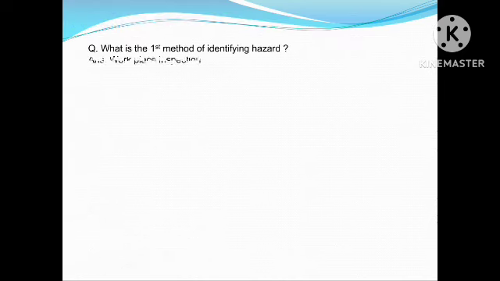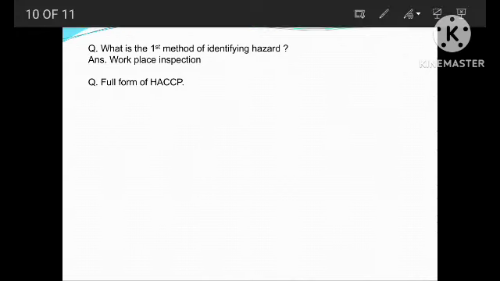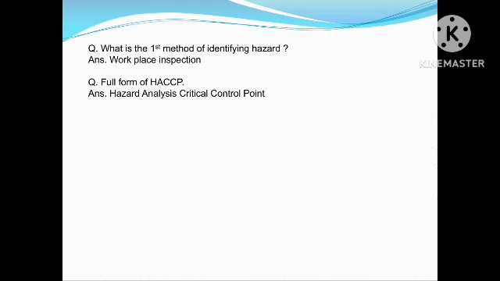We'll discuss some more questions and answers. What is the fastest method of identifying hazards? It's workplace inspection. Whenever there is a hazard or you are going to investigate the hazard, the first thing is to inspect the workplace where the work was going on. Next is the full form of HACCP. It's Hazard Analysis Critical Control Point. It's very important.